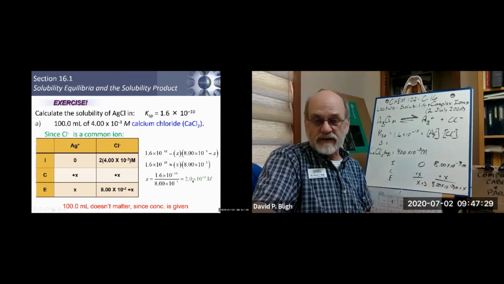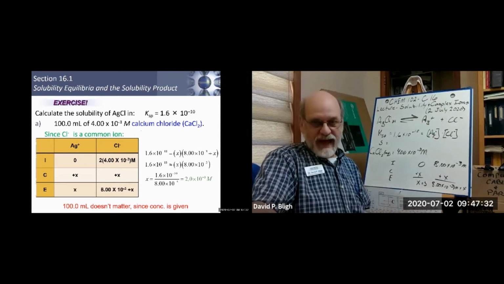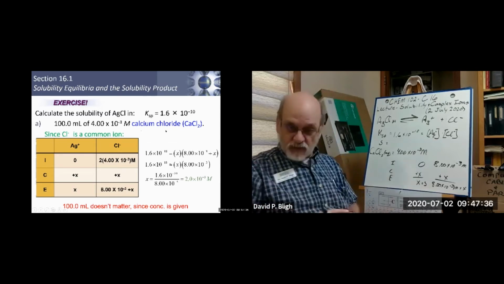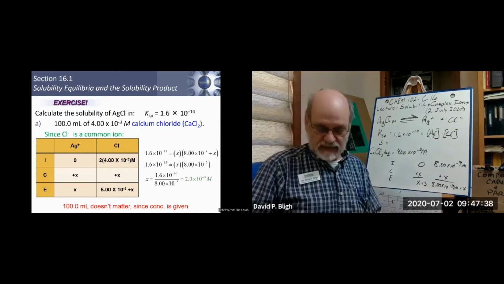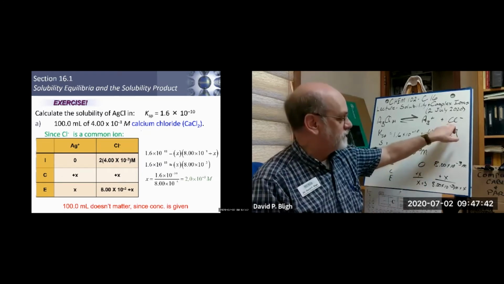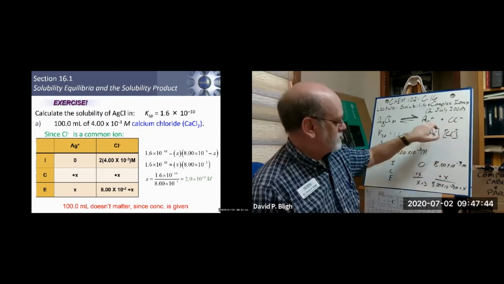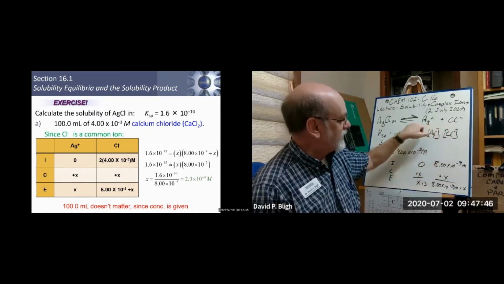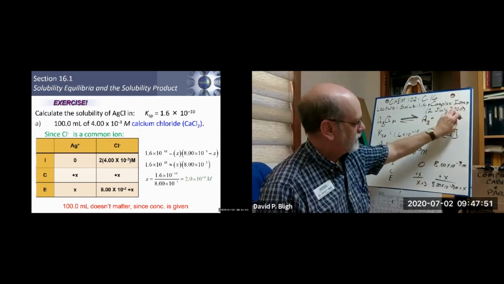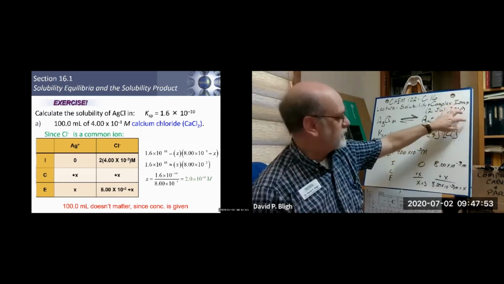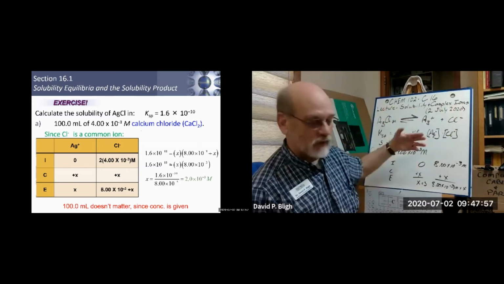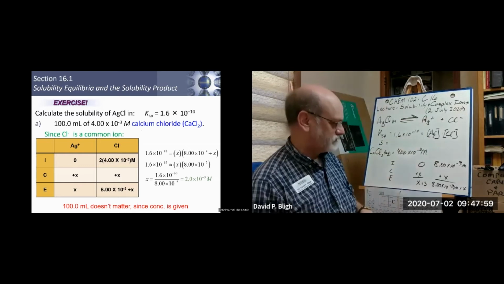Right? So the solubility is a lot less by adding that much calcium chloride. And the reason it's less is because we've added some common ion. We added some of this. So any silver that dissolves in solution is going to be absorbed in the reverse reaction. So when we reach equilibrium, there should be less of this.